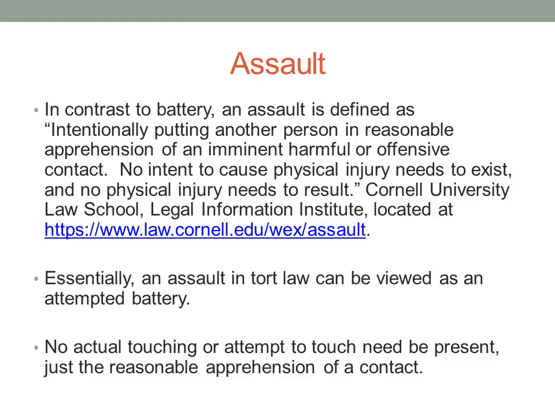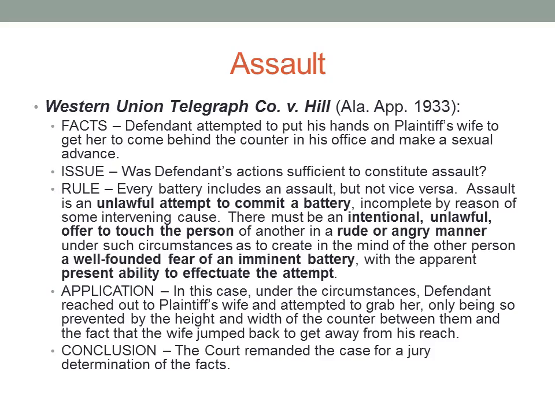So you can commit an assault on someone without actually intending to hit them or make contact with them, or without intending to physically injure them. All you need is the intent to put them in a reasonable apprehension of an imminent, harmful, or offensive contact. In other words, you intentionally make them think that you're going to hit them or commit a battery against them. Essentially, assault in tort law can be viewed as an attempted battery. No actual touching or attempt to touch need be present, just the reasonable apprehension of a contact.